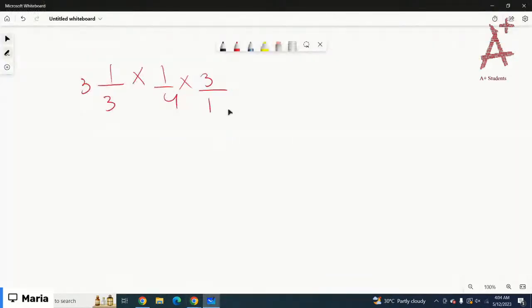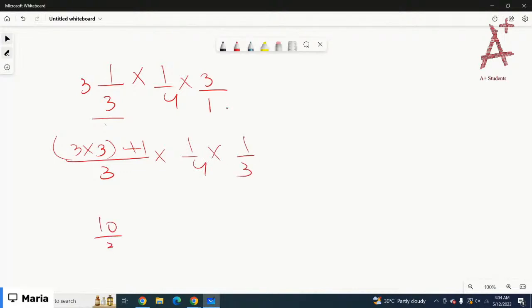Got it? Now let's multiply like we do. Simple multiplication. Just convert it into an improper fraction. It would be 3 times 3, you add 1, and then divide by the same denominator. Then you have 1 by 4 times 3 over 1. So it would be 3 times 3 is 9 and 1, 10 over 3 times 1 over 4 times 3 over 1, not 1 over 3, sorry. It would be 3 over 1. So 3 and 3 get cancelled out because they are in the numerator and denominator. You can cancel out like this.